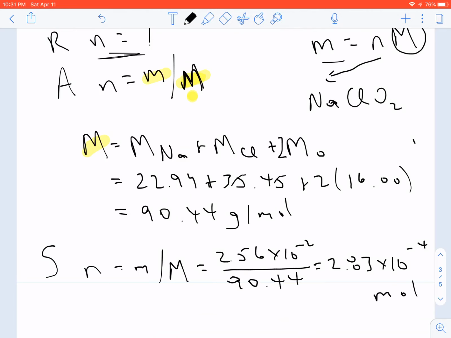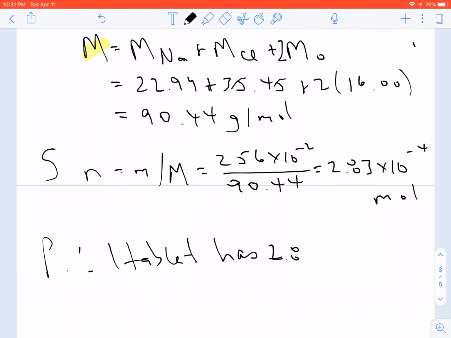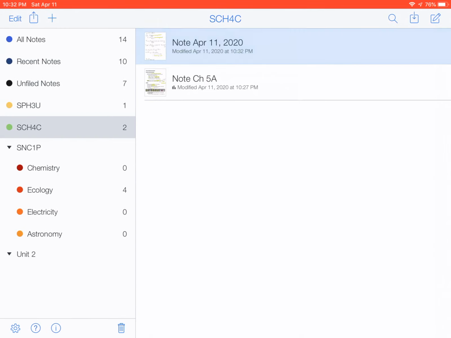So when I take one of those tablets, okay, out in the bush, that's how many moles of chemical I am getting. So phrase, therefore, one tablet has 2.83 times 10 to the power of negative 4 moles of NaClO2. Done. Okay, so that is our strategy for solving these problems.